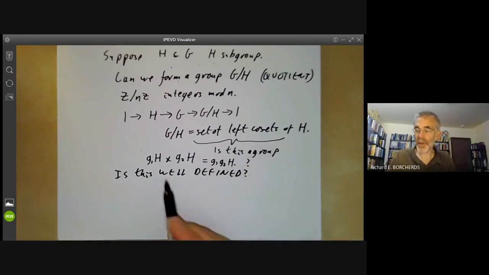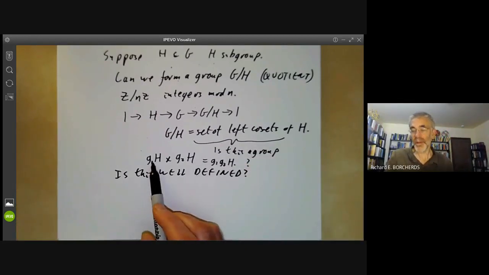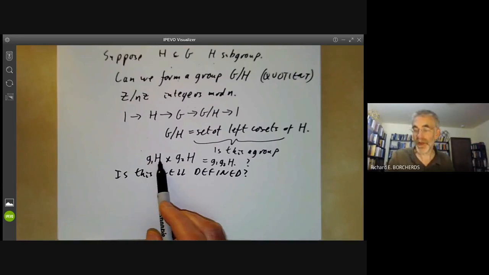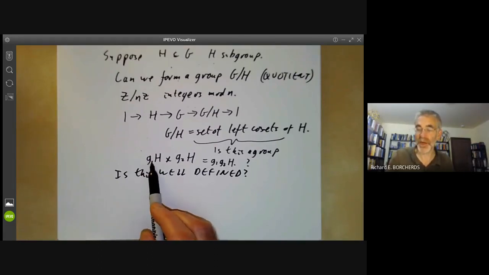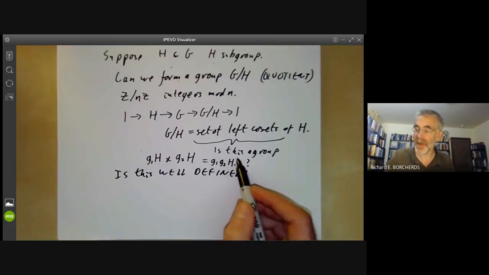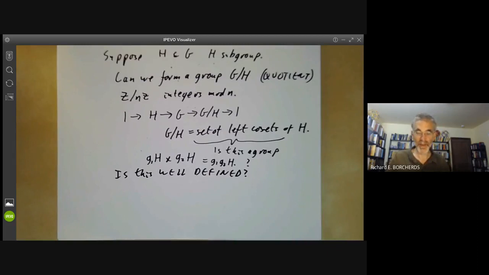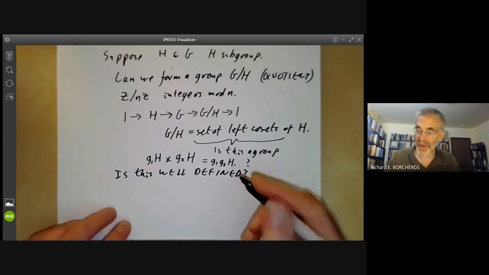So the problem is the coset G1H might also be a coset G3H for some other G3. So if we change G1 to G3 without changing this coset, then do we change this coset here? And that's a tricky problem. So let's have a look.